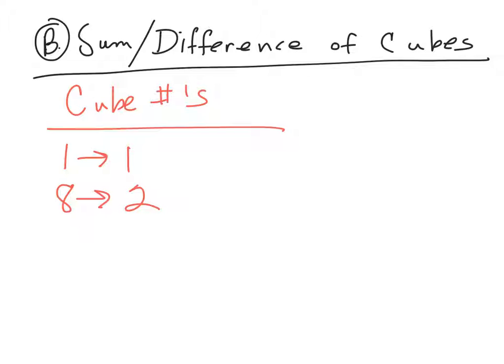Do you know the cube number for 3? It's 3 times 3 times 3. Would it be 12? It would not be 12. 3 times 3 is 9. Times 3 is 27. There you go.